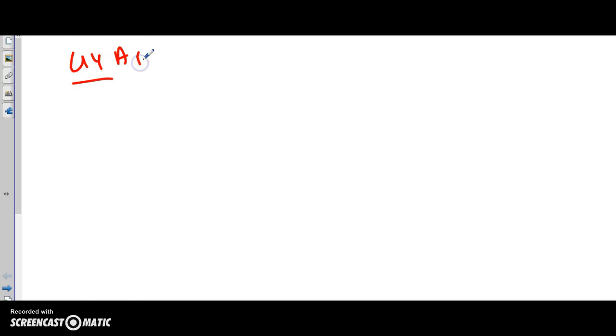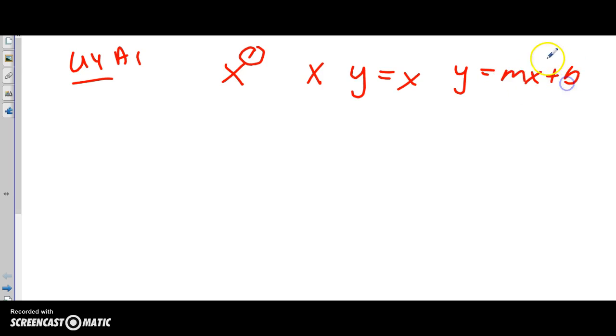We'll start with A1. So a quick U4 A1 video, just some things to go over when we talk about lines. Lines are always going to have x to a degree of 1. Okay, so what you'll see is something like y equals x is your basic line, and y equals mx plus b. But you will never see a number up here.